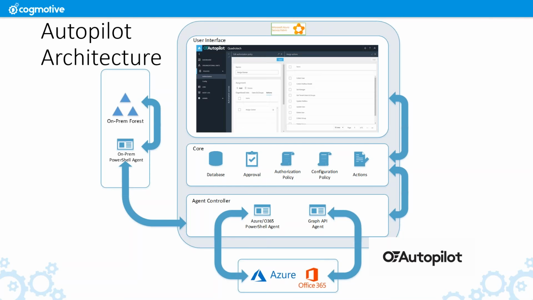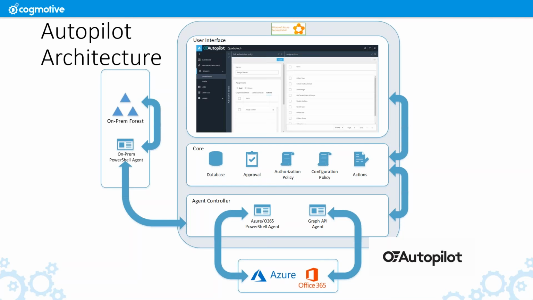There's the core. That core is the brains of the operation. It contains all of the information that we have, all of the policies that are there. We have two different types of policies: authorization policies, which provide the role-based access control, and configuration policies, which do the standardization based off of the container. And then we have the approval. So who has been delegated rights to do this, and we make sure that they've actually been delegated rights to do these things. And then finally, we have the actions. And those actions are the specific things that you can do.